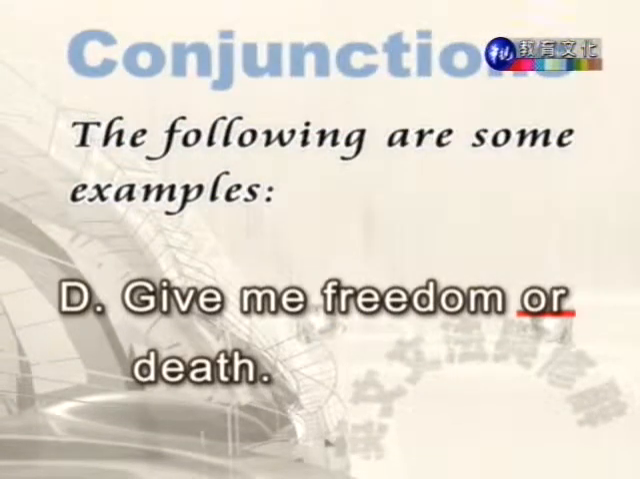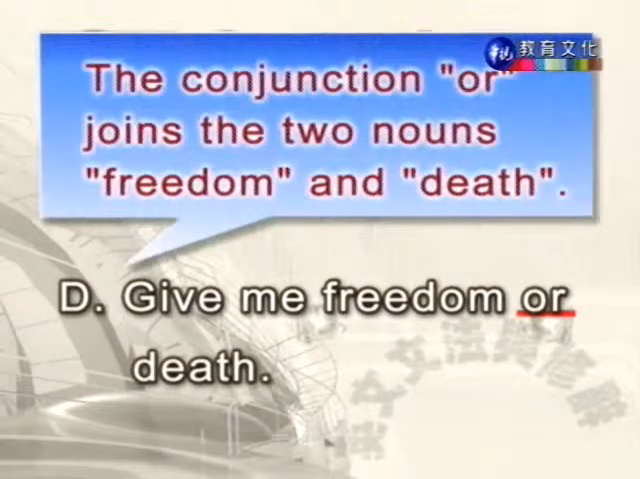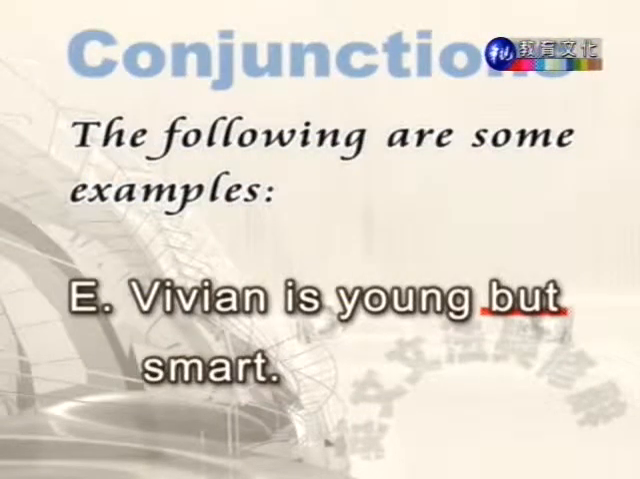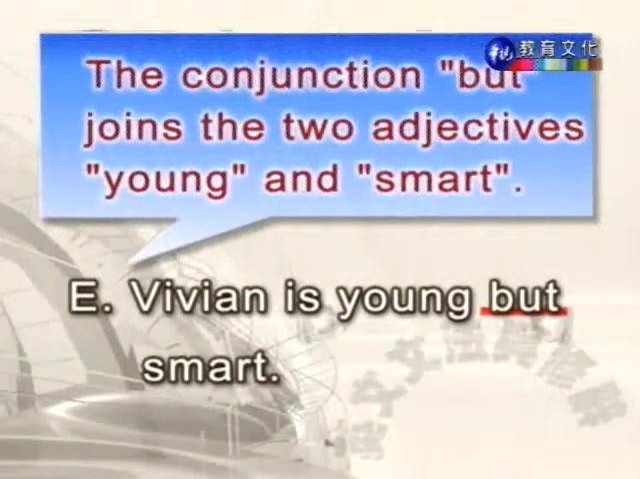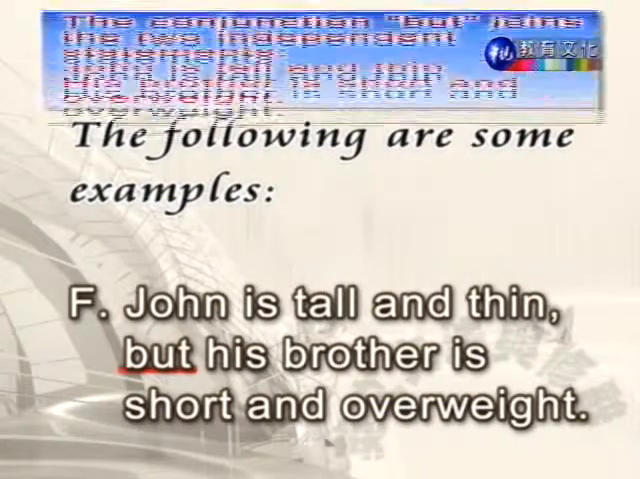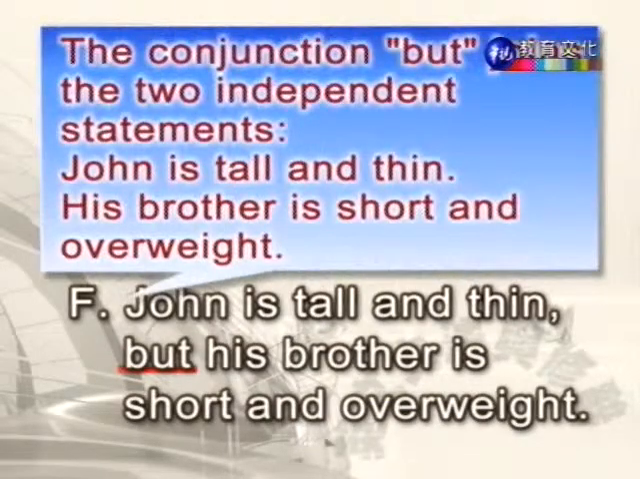Give me freedom or death. The conjunction or joins the two nouns freedom and death. Vivian is young, but smart. The conjunction but joins the two adjectives young and smart. John is tall and thin, but his brother is short and overweight. The conjunction but joins the two independent statements. John is tall and thin. His brother is short and overweight.